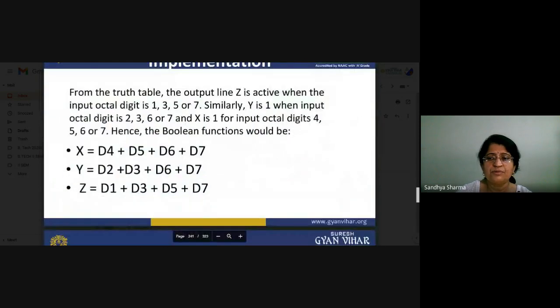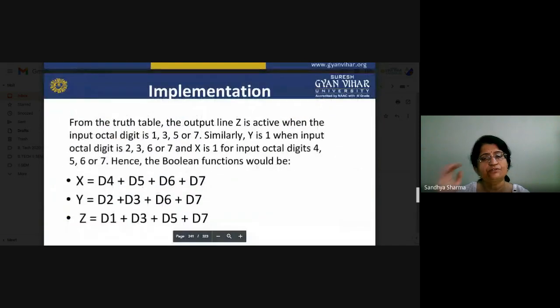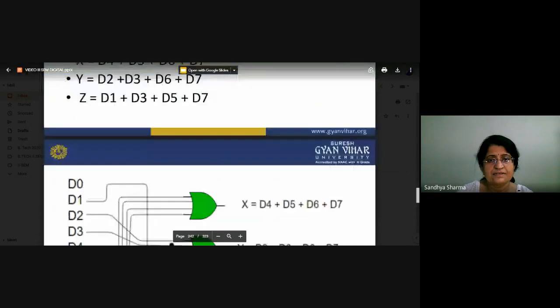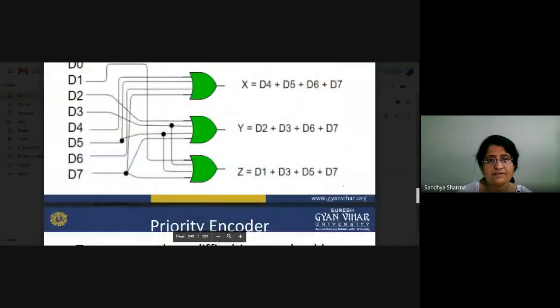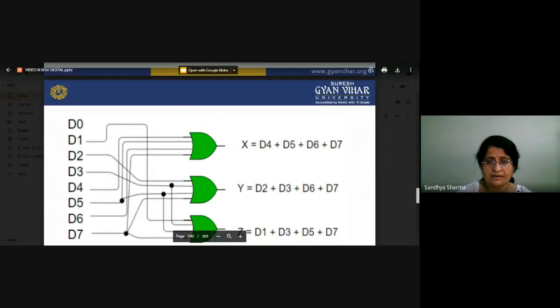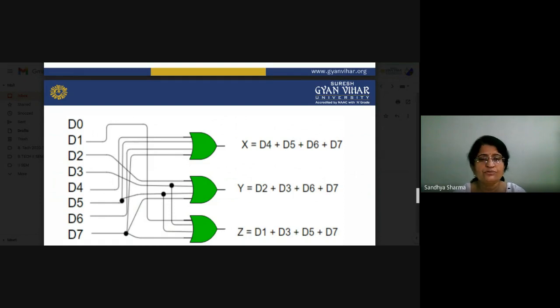So what about the implementation? Using the K-map method, the Boolean functions for x, y, z can be written in terms of D4, D5, D6, D7, and so on. These are the Boolean functions which can be written according to these lines, so we can make a diagram from this. X, Y, and Z are the outputs, and these are the OR gates. You have to decide which inputs to provide to each, and all these are acquired with the help of the K-map methods.